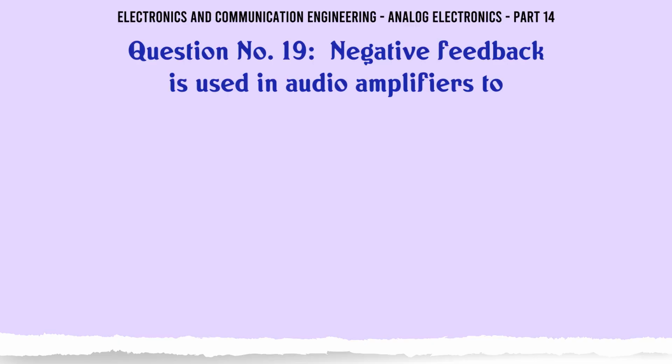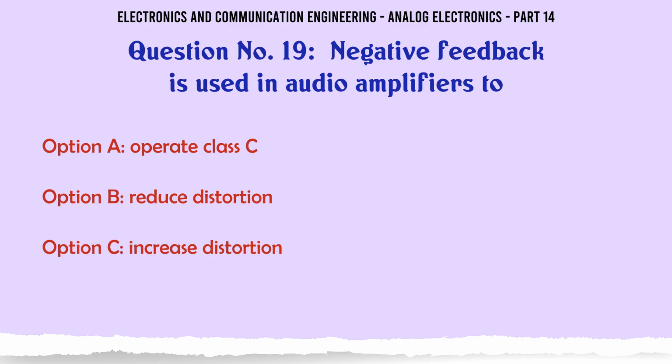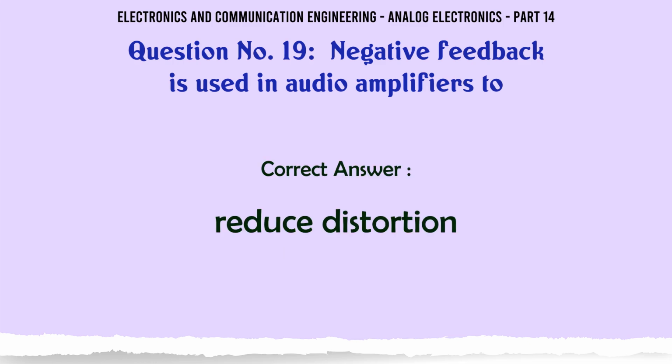Negative feedback is used in audio amplifiers to A, operate class C; B, reduce distortion; C, increase distortion; D, increase gain. The correct answer is reduce distortion.